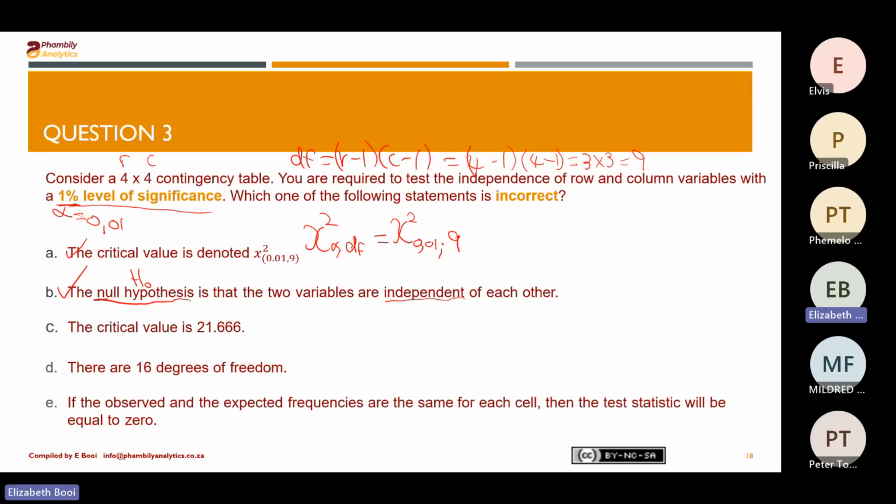Number C says the critical value is 21.66. So you need to go to the table, look for alpha of 0.01 and the degrees of freedom of 9, where they both meet. That answer should be that. If not, then it is incorrect.